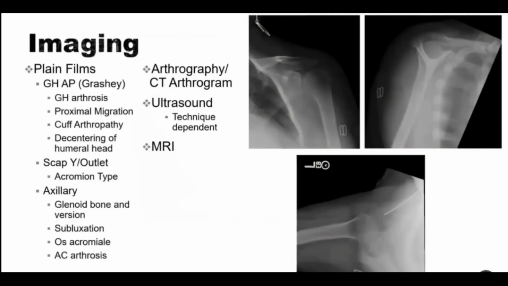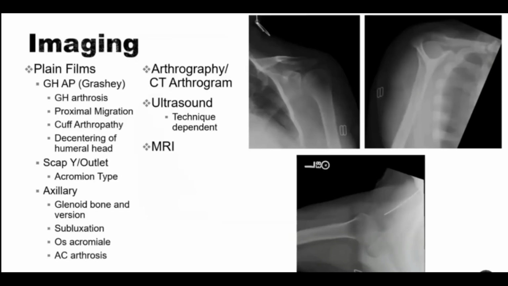Imaging, very important. We always start with x-rays. We touched on a little bit with my patient's x-rays at the beginning of this. A true AP or a Grashy view, that's important to file away. This image here in the top left-hand corner, that's a good true AP.